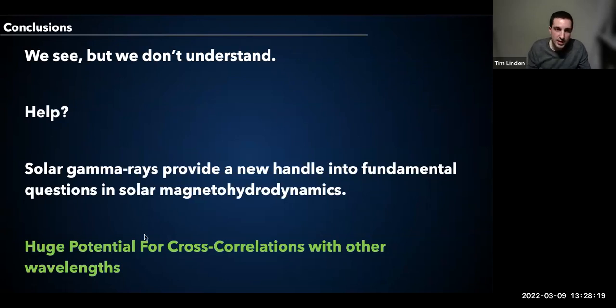So to conclude, we see, but we don't understand. We need help from theorists to make any sense of these observations. And if we can do that, solar gamma rays provide a new handle into the fundamental questions of solar magnetohydrodynamics. Obviously, they don't work like we expect, and that's extremely interesting, especially for beings here on Earth. And there's a huge potential here. I just want to note for other people interested in solar physics in general, for cross correlations with other wavelengths, we have nearly continuous, or 1/6 of all the time, observations of the sun over 12 years, and we would love to correlate that with what's being seen by other astronomers.